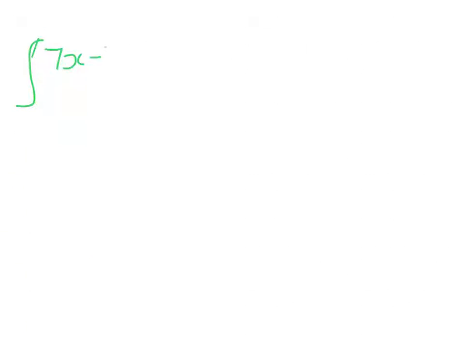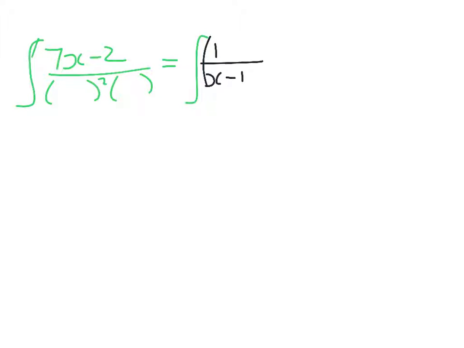Right, so we break this up now at last. I'm just going to cheat and put those in there like that. Please don't do that when you're writing it in your book. And now we've got 1 over x minus 1, plus another 1 over x minus 1 squared, minus 2 over 2x plus 3, integrated with respect to x.